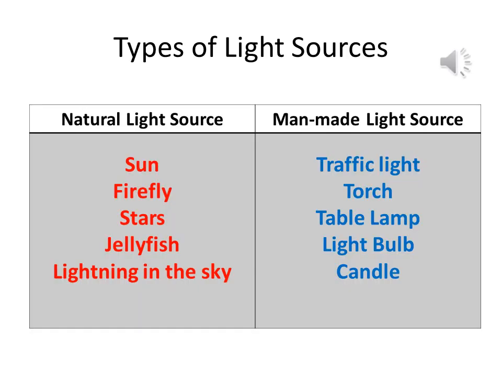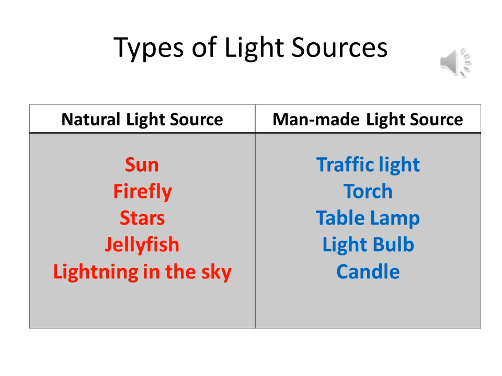Let's have a look. We can see two columns over here, right? One is for the natural light sources and the other is for the man-made light sources. Natural light sources, as the name suggests, are found in nature. They're present naturally there. Whereas man-made light sources are the artificial light sources that have been made by man.